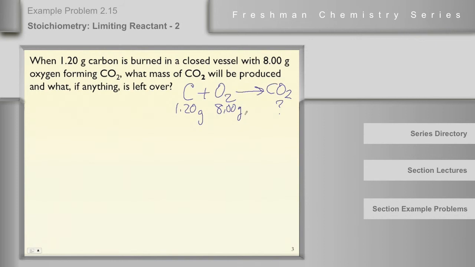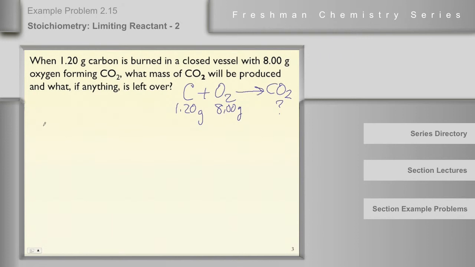Now, I am assuming from the way this question reads that all of the carbon will be consumed and that there will be oxygen left over. But we're going to have to check that because it's a little bit ambiguous. So what I would suggest that we do is mass of carbon to moles of carbon to moles of CO2 to mass of CO2 to get the mass of CO2. And from the mass of CO2 and the mass of carbon, we could figure out the mass of oxygen. If it's less than 8, then our assumption is correct.